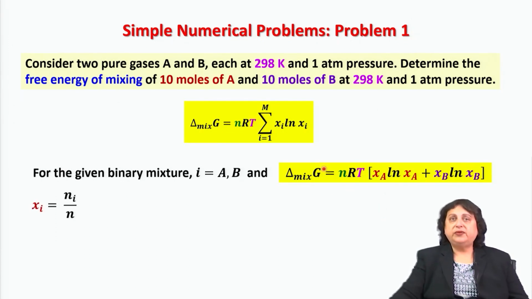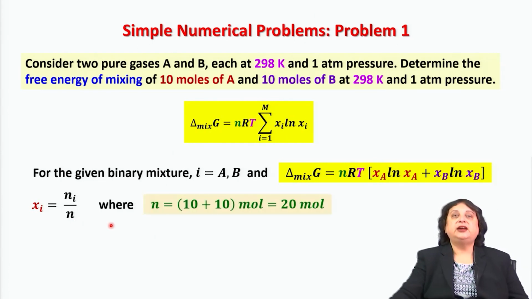So, in order to evaluate delta mix G, I need to find out what these xa and xb are. By definition, of course, xi is equal to the number of moles of the ith component in the mixture divided by the total number of moles n present in the ideal gas mixture. Now, let us go back and see there are 10 moles of A and 10 moles of B. Therefore, the total number of moles n is given by 10 plus 10, that is 20 mole.